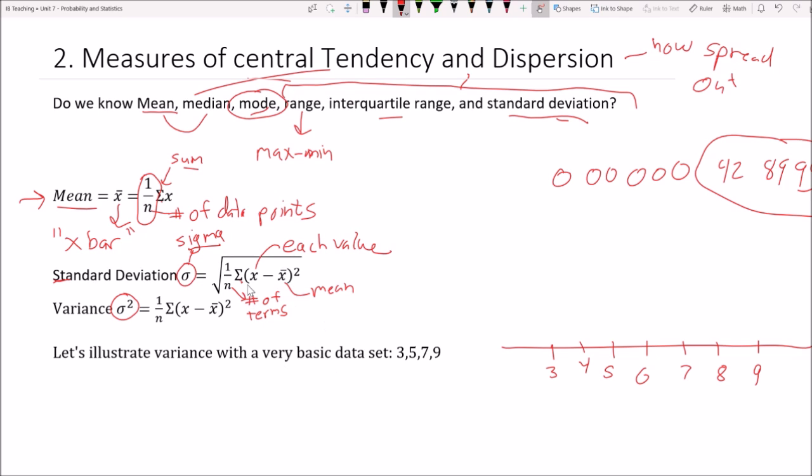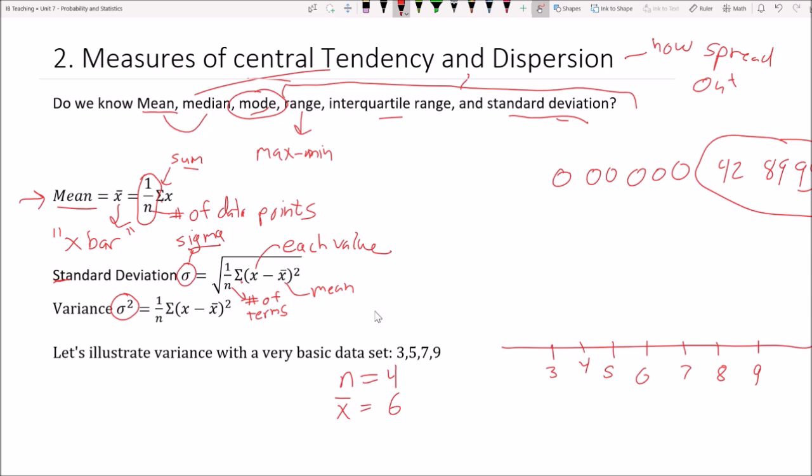So what would we need to know? We need to know how many terms there are. 1, 2, 3, 4. There's 4 terms. That's easy. We need to know what the data values are: 3, 5, 7, 9. Got it. We need to know x bar, the mean. Guys, if you want to type it in and figure it out, you can. I'm going to give it to you, though. It's 6, just to save time. Okay, and that's all we need.